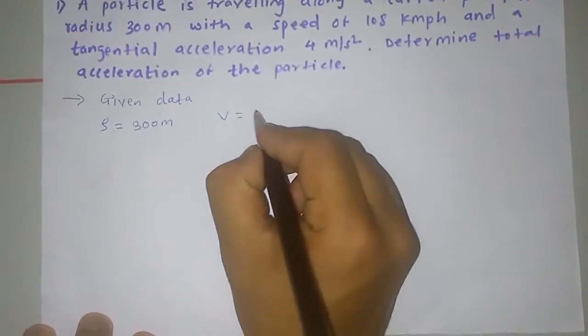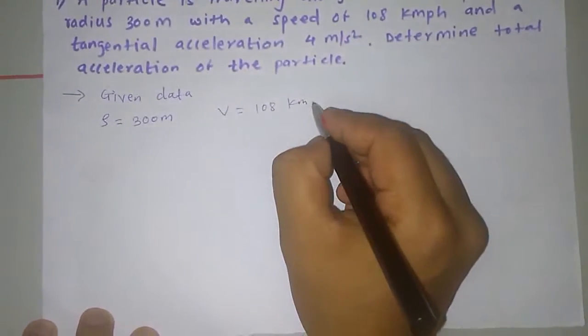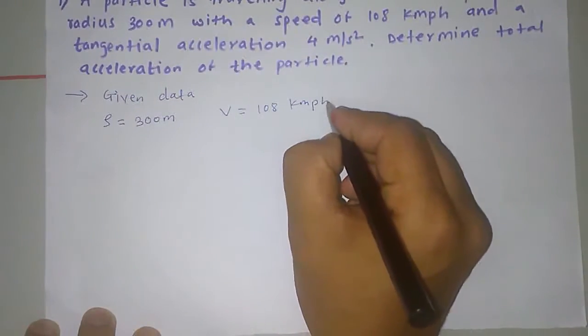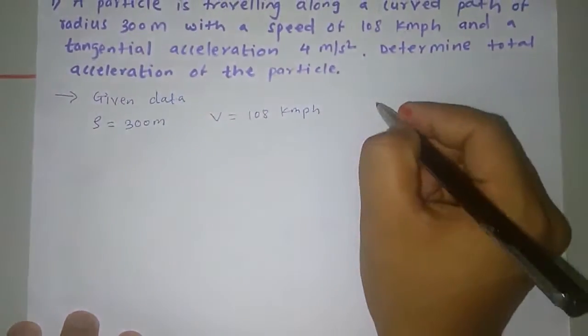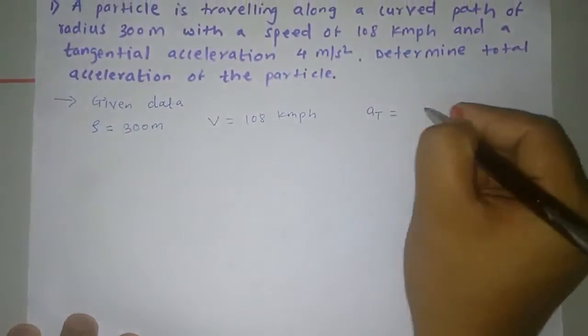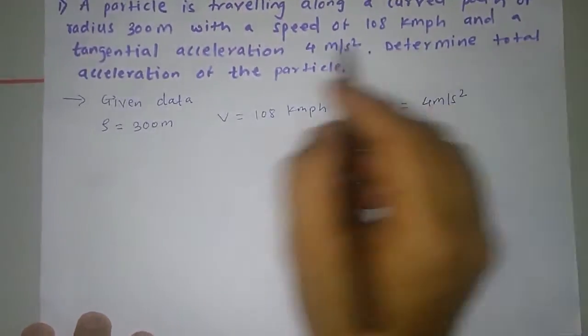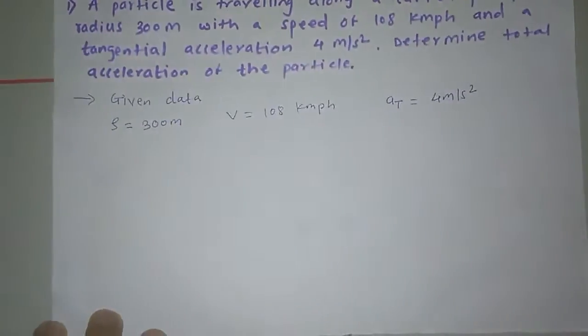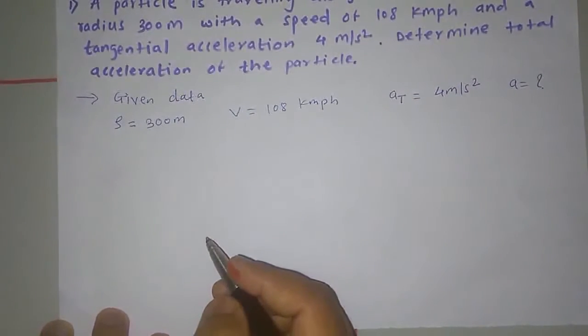So velocity is given, 108 km per hour. Speed means here we are going to take velocity, kilometer per hour, and a tangential acceleration. So tangential acceleration is given 4 meter per second square. Determine total acceleration of the particle. So we need to find total acceleration A.